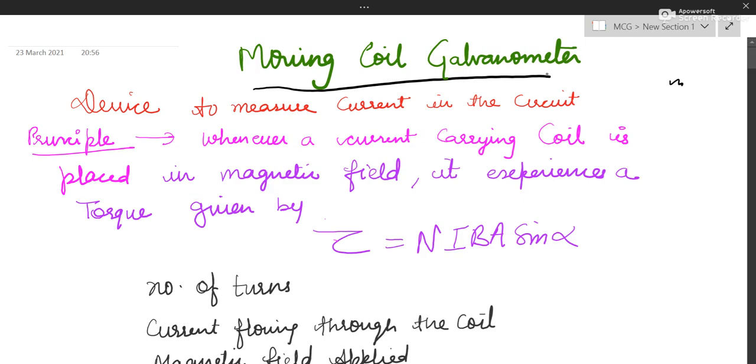So what is a galvanometer? Galvanometer or moving coil galvanometer? It's a device which is used to measure current in the circuit. This is the definition. Now what is the principle?